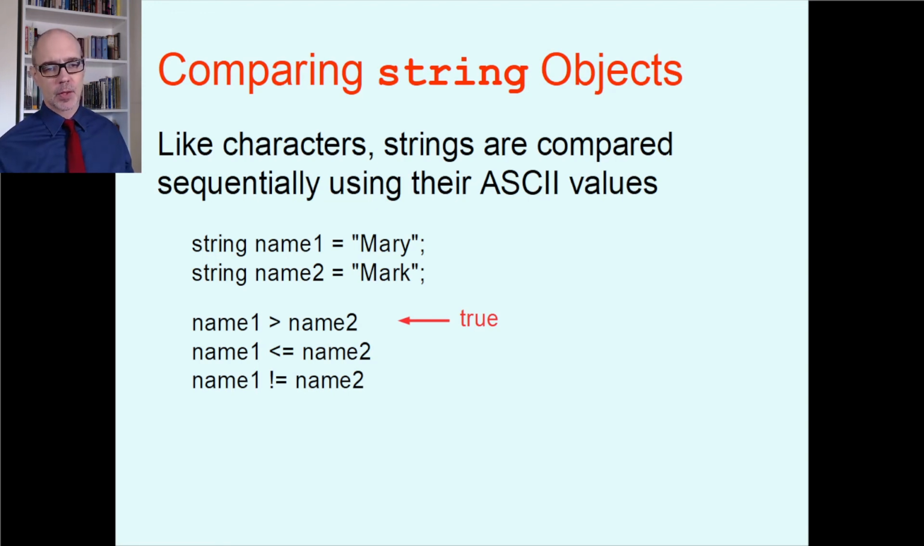Nice. What do you think about the second one? Is name1 lesser than or equal to name2? Does name1 come before name2 in a dictionary? Or is it the same as it? Well, hopefully you agree that's false. If name1 is actually coming after name2, like we said in the first example, it can't be coming before it. So that would be false.